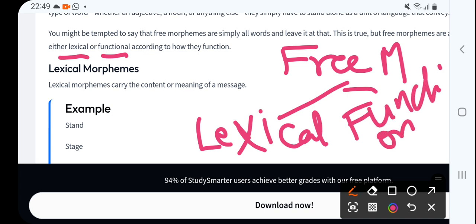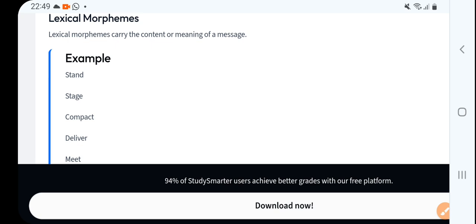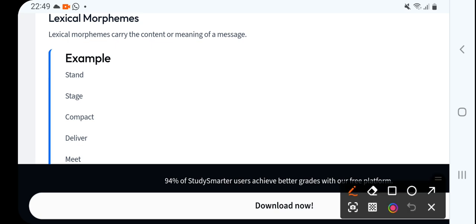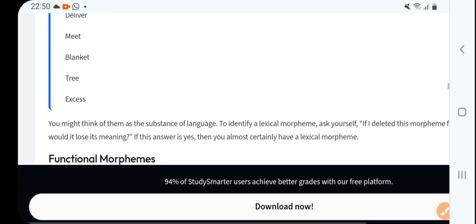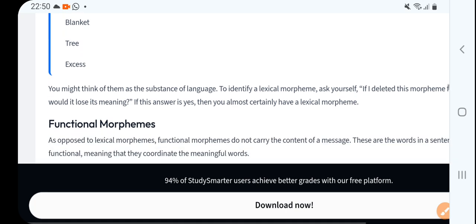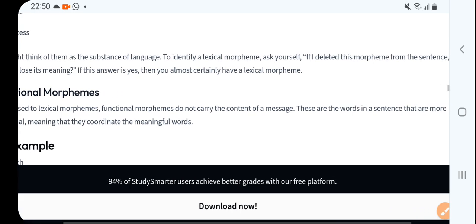Functional, right? Let us see. Lexical morphemes carry the content or meaning of a message. Examples: stand, stage, compact, deliver, meet, blanket, tree, access. You might think of them as the substance of language.